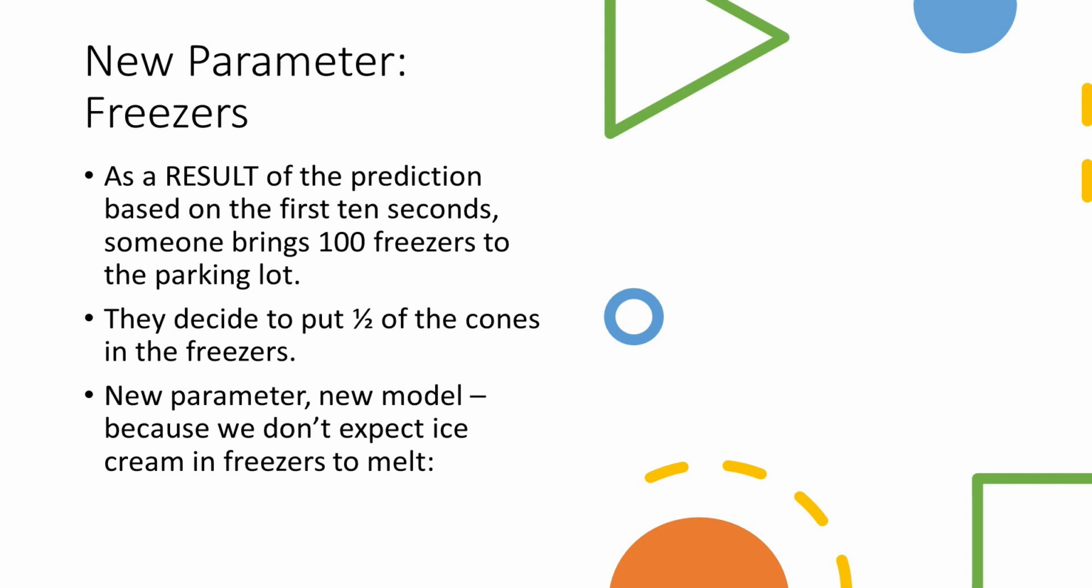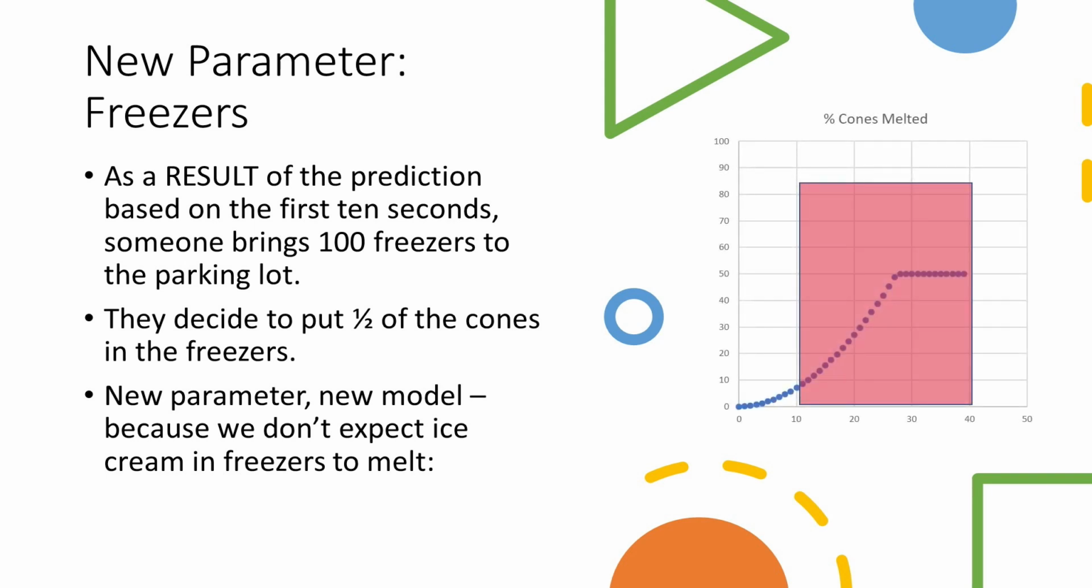This new model is that we're putting ice cream cones into a freezer. And this new parameter is important because we don't expect ice cream in freezers to melt. Now, what would that look like? That would change the shape of the curve and the shape of our prediction completely. It would cause us to update our model and say, wait a minute, up until we get to 50% melted, those are still melting, but the 50% that we put in the freezer will not melt. And so now that flattens off.